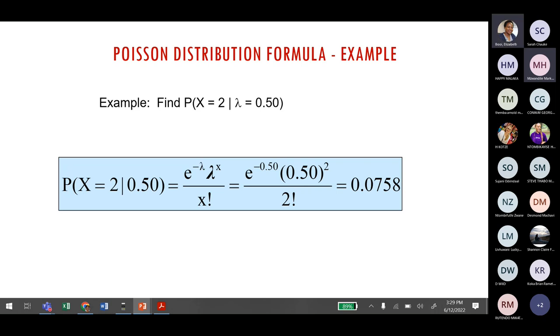If you were asked to find the probability of a greater than, you will have to calculate this same formula for multiple of those greater than values, and then add them all up. We'll get to those exercises and see how we apply that.